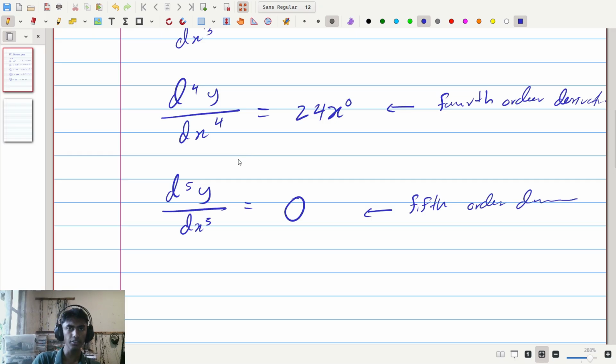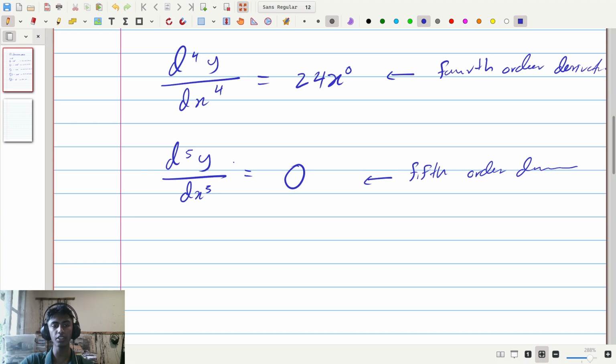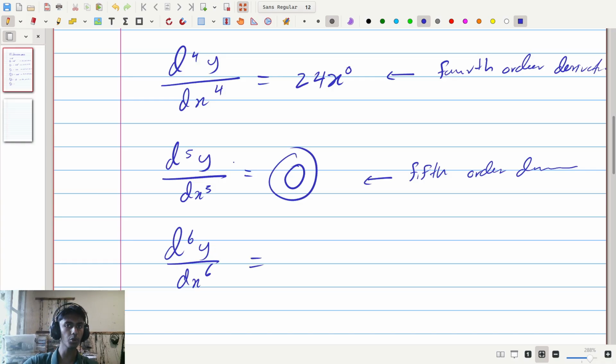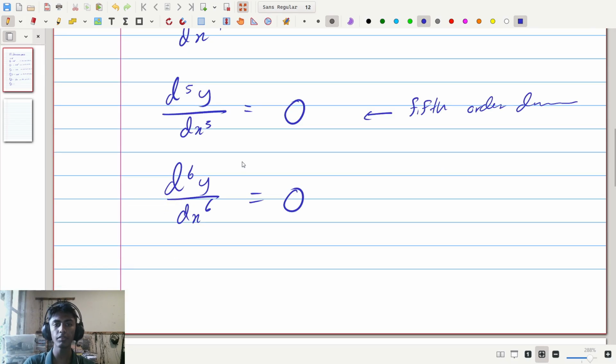Now then, we can still go. If we take the sixth order derivative here, d to the 6 y by dx to the 6, this is going to be the derivative of 0. 0 is 0 times x to the power of 0, and it's going to give us 0. So the next order derivative is 0. In fact, after this point, no matter how many derivatives we take, the derivative is still going to be 0. So this is the, not fifth, my bad, sixth order derivative.